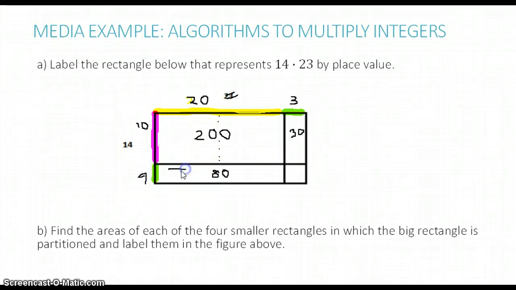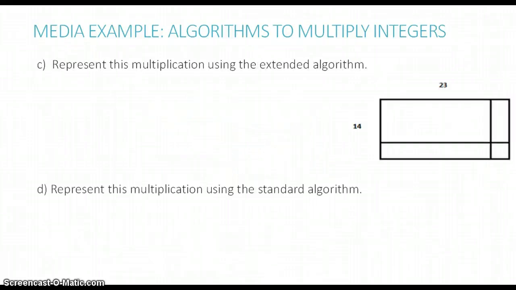And remember with the base blocks we had 4 rods here going all the way across, and we had another 4 rods here going all the way across. So that's a total of 8 rods, which is 80. And over here is where we had all of our units. This side is 3 and this side is 4, and remember we had 12 units. 3 times 4 is 12. So now we found each of the areas of the 4 smaller rectangles: 200, 30, 80, and 12. Let's move to the next slide.